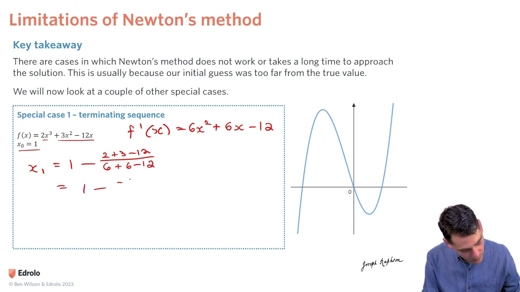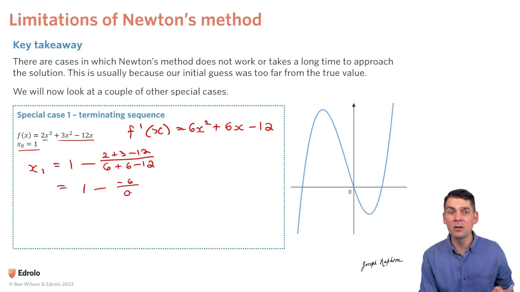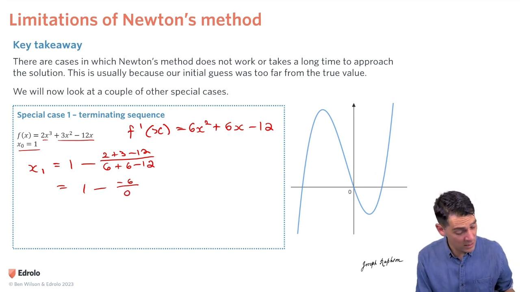I get 6 minus 12, negative 6 on the numerator, and I get 0 on the denominator. So that's undefined. So x1 does not exist. Okay, it's undefined. So why did that happen?